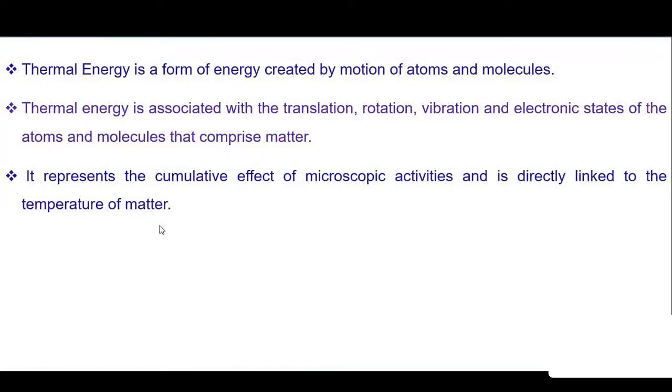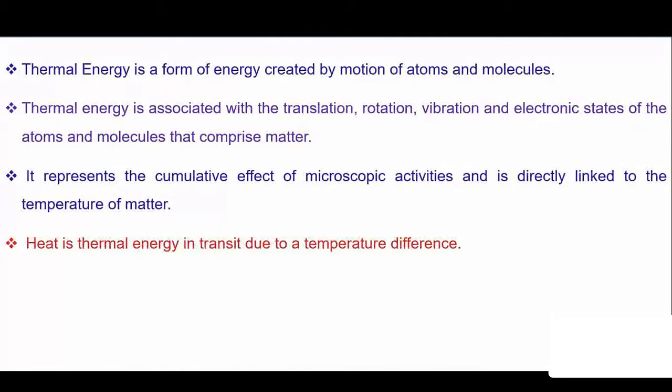So, when we say higher temperature, it means higher thermal energy stored, and lower temperature means lower thermal energy stored. So, thermal energy storage can be measured in terms of temperature. Heat is thermal energy in transition. Transition means when it is crossing the boundaries of the system. And why is it crossing the boundaries of the system? It is because of the presence of a temperature difference.